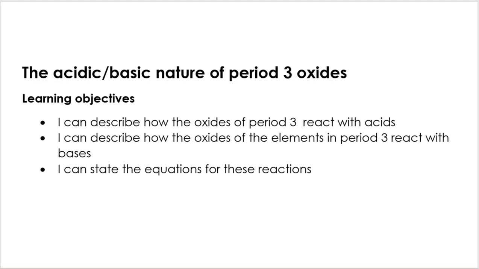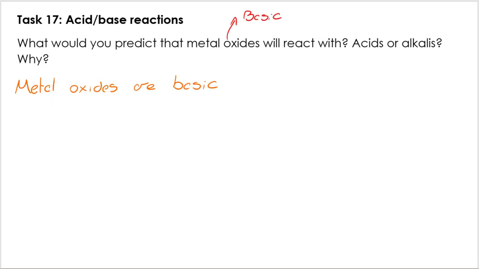We're going to describe how the oxides react with bases, and we're going to look at equations for each of those reactions. So, what would you predict that metal oxides will react with? Are they acids or alkalis, or which would they react with? So metal oxides are basic. That's the first thing to talk about here. That means they're going to be neutralized by acids. That's what they are going to react with.